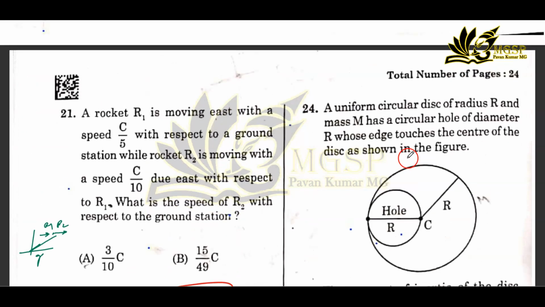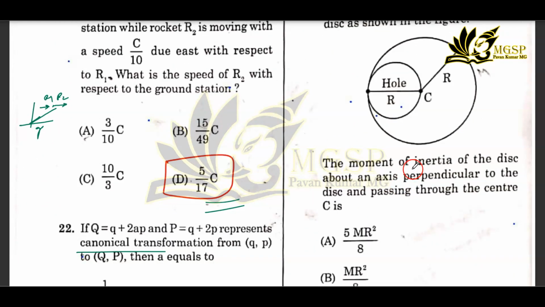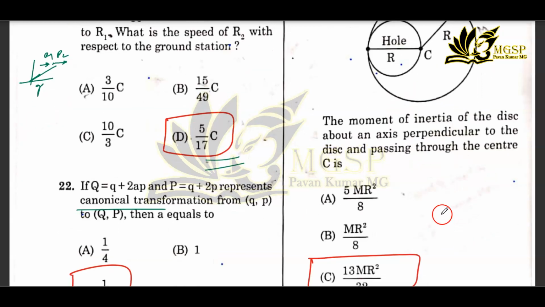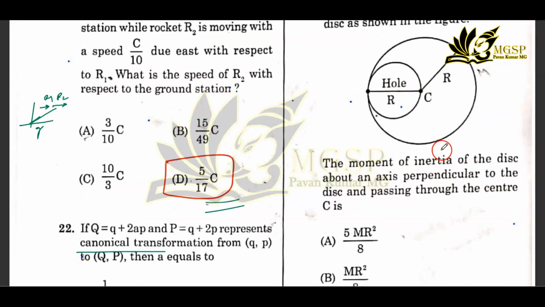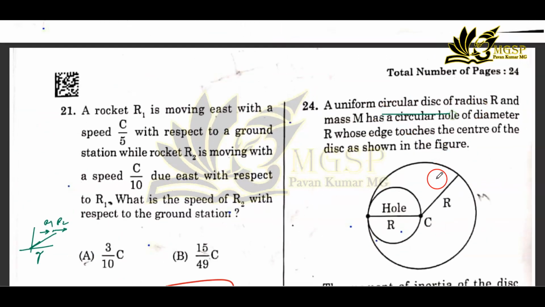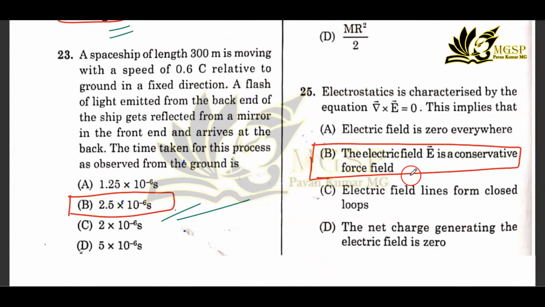And again, coming to the uniform circular disk of radius, here you need to consider the first whole part, and next you have to subtract this removed part, which was given in the question. Then finally, applying the moment of inertia I for a disk, you will get this expression. And I also solved these two.